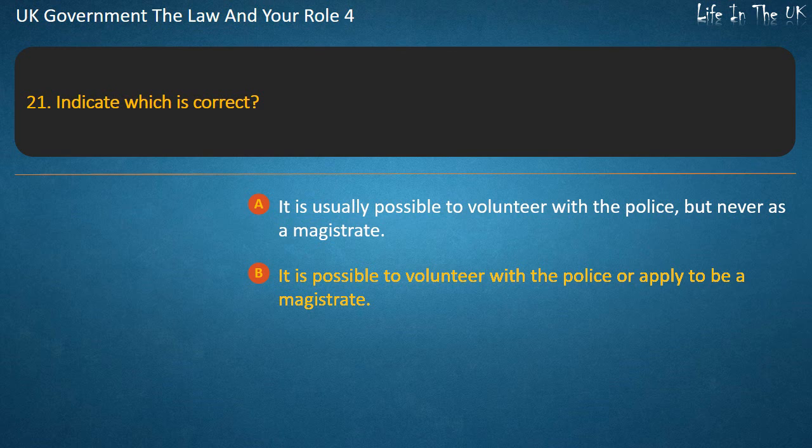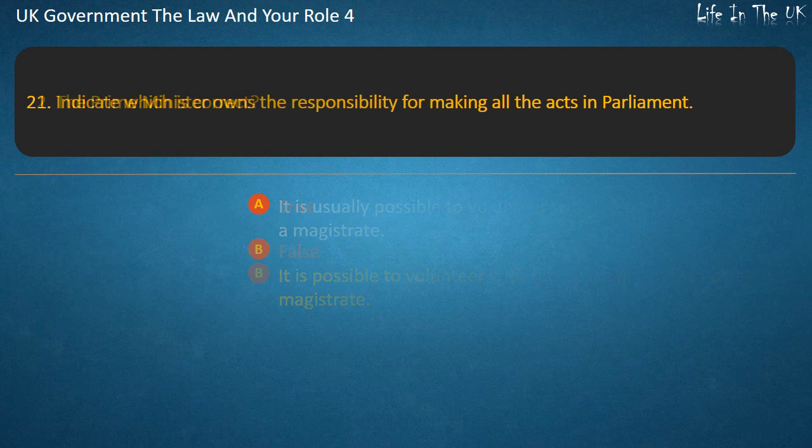Question 22. The Prime Minister owns the responsibility for making all the acts in Parliament. True. False. Answer. False.